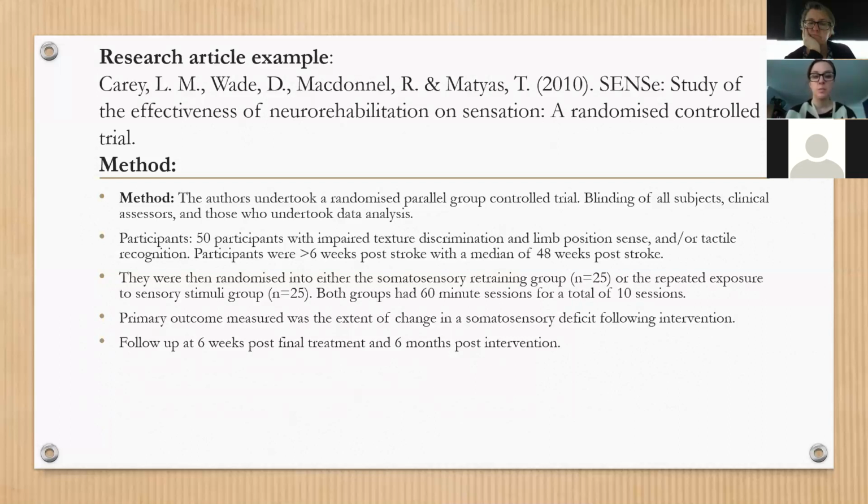The participants, there were 50 in total, and they had impaired texture discrimination and limb position sense and all tactile recognition. The participants were either 6 weeks post-stroke, but with a median of 48 weeks post-stroke. They were then randomised into either the somatosensory retraining group or the repeated exposure to sensory stimuli group, and both groups had 60-minute sessions for a total of 10 sessions. Primary outcome measured was the extent of change in the somatosensory deficit following intervention, and follow-up at 6 weeks post-final treatment and 6 months post-intervention.